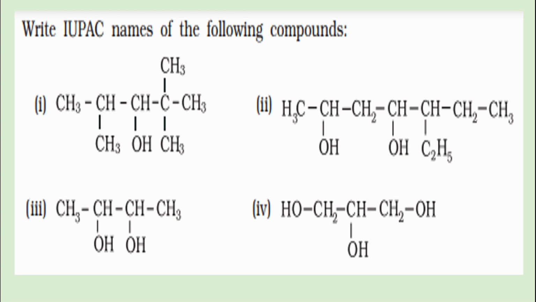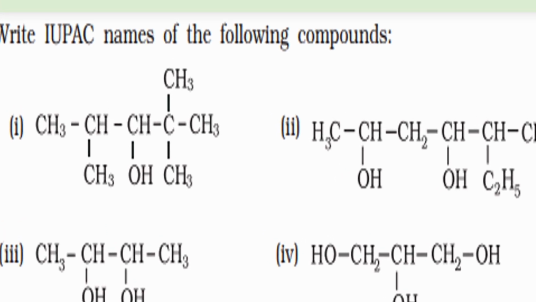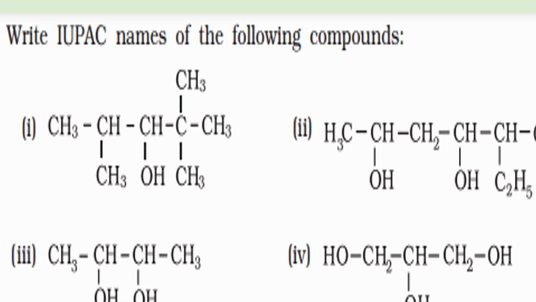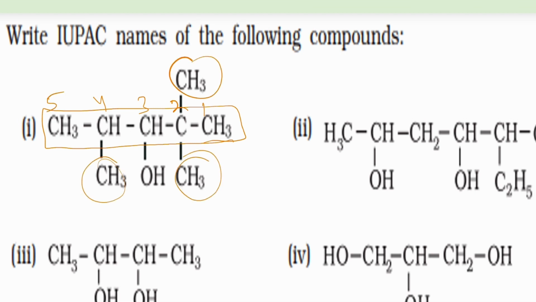Okay, this is the question from the exercise, which has many parts. So let us do it quickly. IUPAC names we have to write. So I'll choose the longest carbon chain. 1, 2, 3, 4, 5. I can see 3 methyl substituents and 1 OH functional group. So this is having 5 carbons. So this becomes pentan-3-ol.